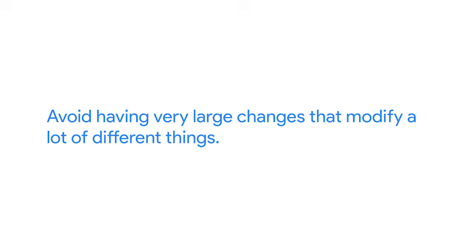Another common practice is to try and avoid having very large changes that modify a lot of different things. Instead, try to make changes as small as possible, as long as they're self-contained. For example, if you're renaming a variable for clarity reasons, you don't want to have code that adds new functionality in the same commit. It's better if you split it into different commits. This makes it easier to understand what's going on with each commit.